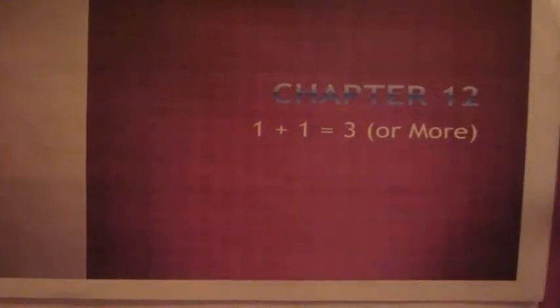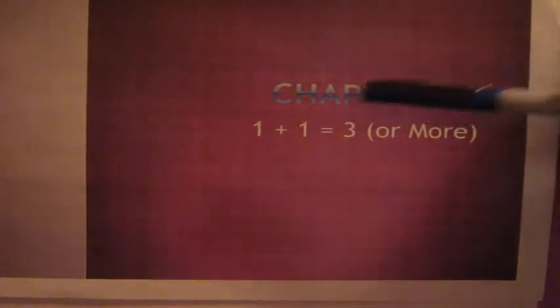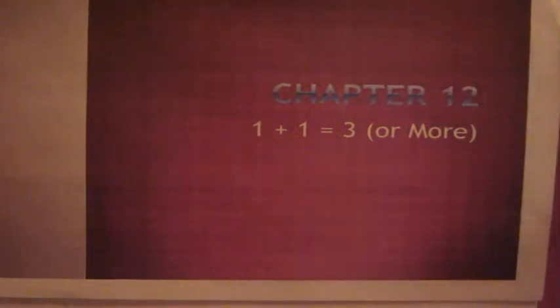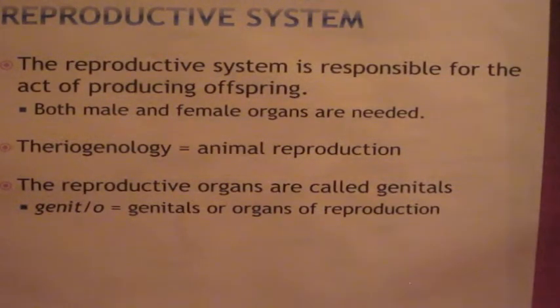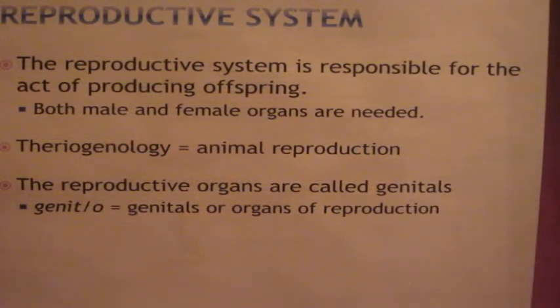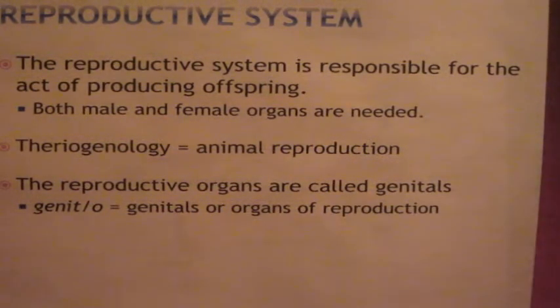Welcome to the Chapter 12 tutorial, 1 + 1 = 3 or more. This chapter focuses on the reproductive system. The reproductive system is responsible for the act of producing offspring. Surprise! Both male and female organs are needed to accomplish this.